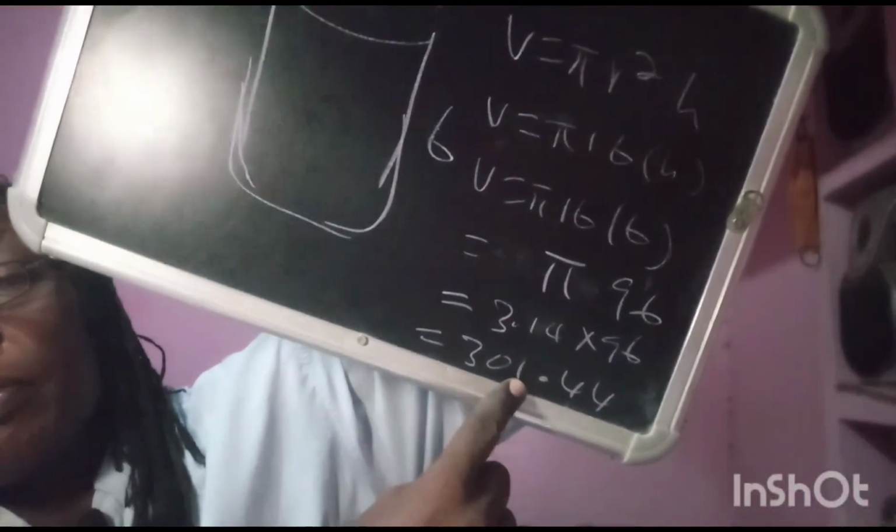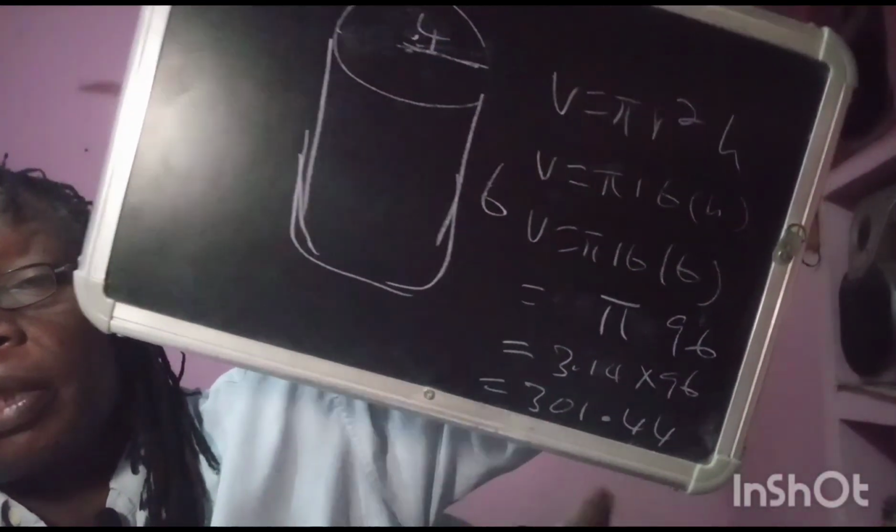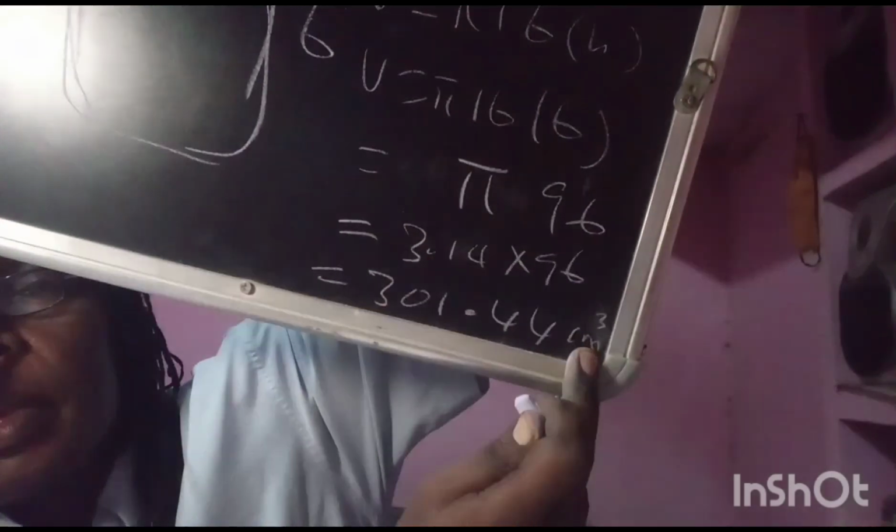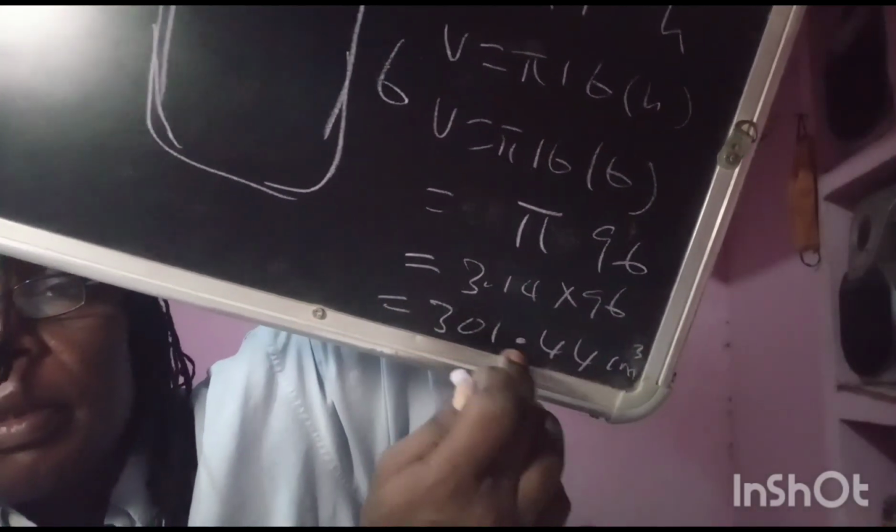It's equal to 301.44. But this is the answer in cubic inches, meters, whichever units you used. Let's assume you used inches, or centimeters, it's centimeters cubed. This centimeters cubed I've written here in small letters. This is the answer. Depending on the units that you used and the height and the radius, the answers will be different. Okay guys, this is how you find the volume of a cylinder.